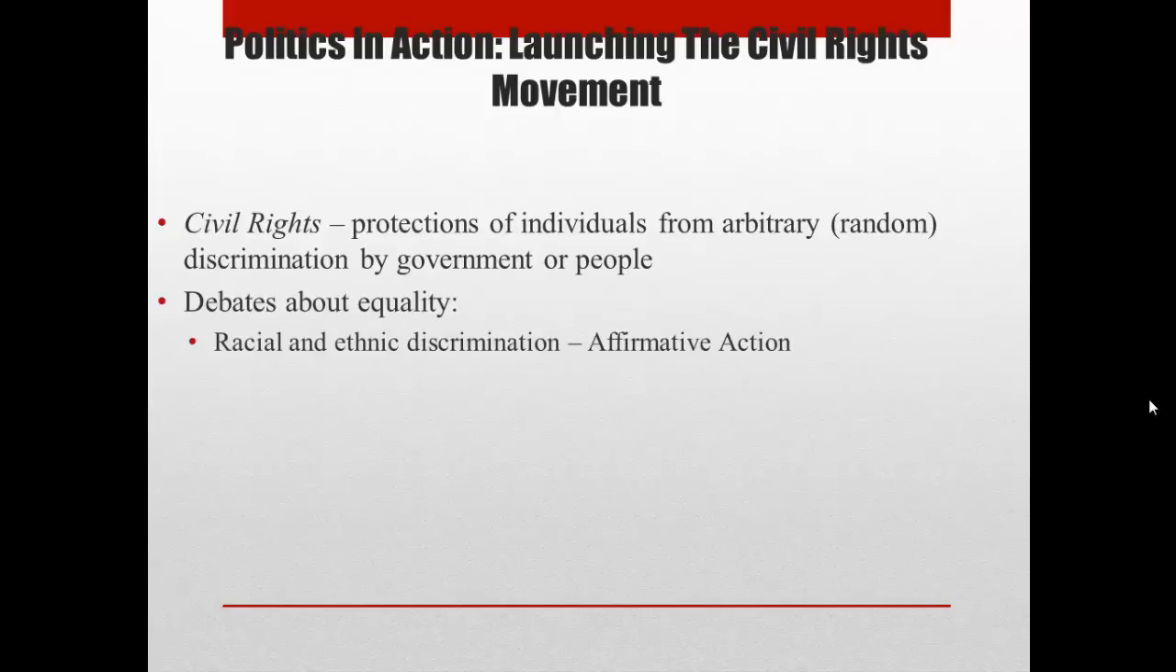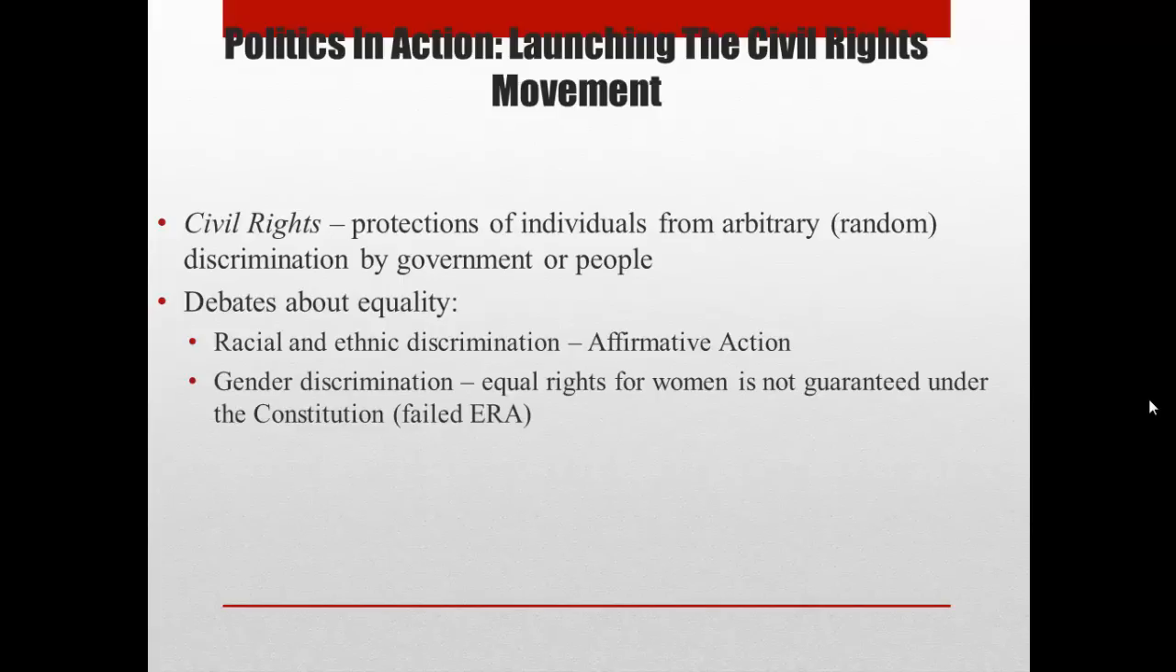Now, let's talk about debates about equality. Racial and ethnic discrimination. There are debates about how to appropriately deal with this. Is affirmative action an appropriate way? And we'll talk about affirmative action, what that means, a little bit later.